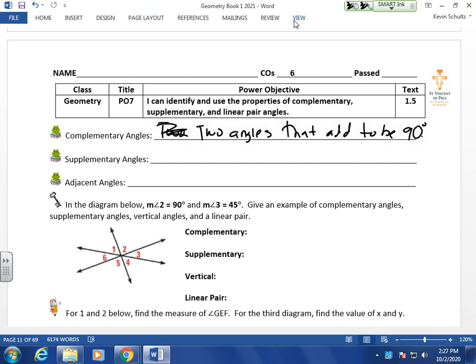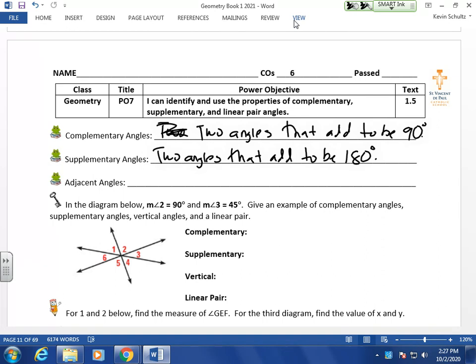How about supplementary angles? Supplementary, Lucas. Two angles that add to be 180. Good. Two angles that add to be 180 degrees.